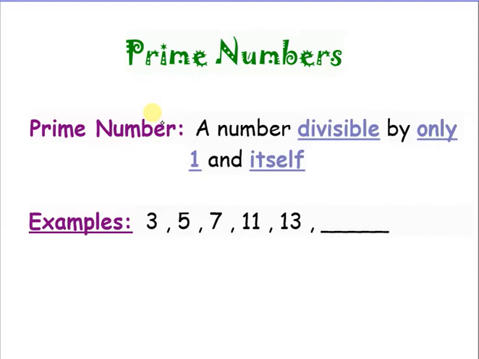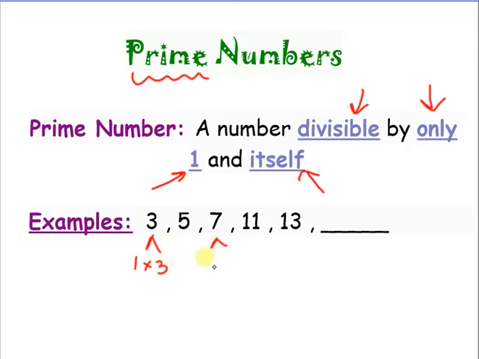All right, so a couple of vocab words to get us started. What is a prime number? A prime number is divisible by only the number 1 and itself. Well, what do I mean by that? So the number 3, the only way you can get it is by multiplying 1 times 3. So 1 goes into it evenly, 3 goes into it evenly, and nothing else.